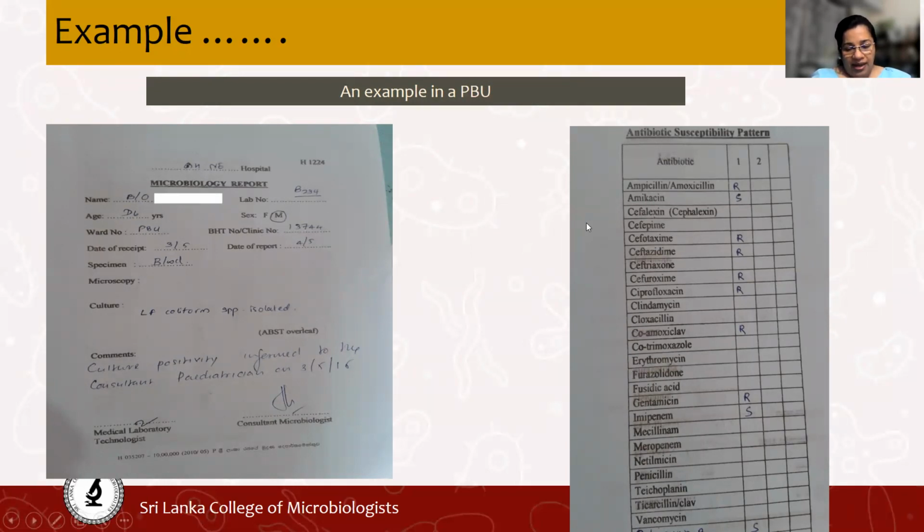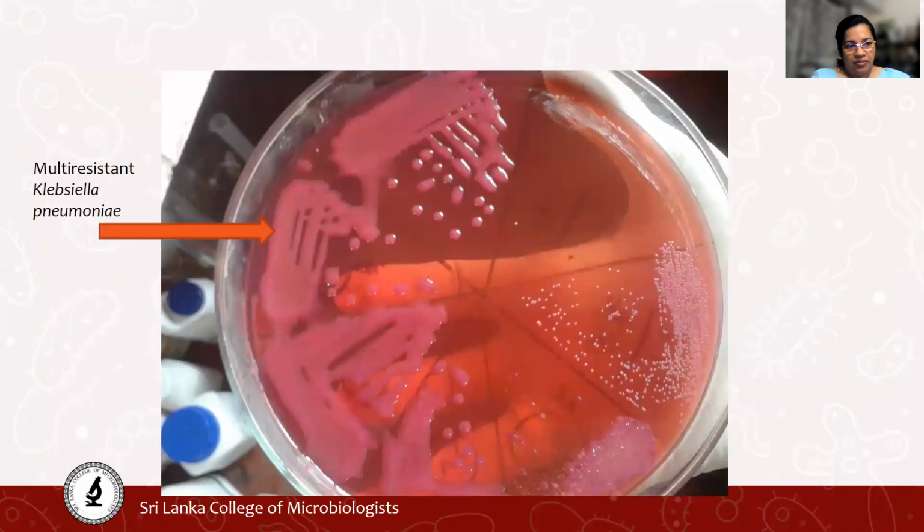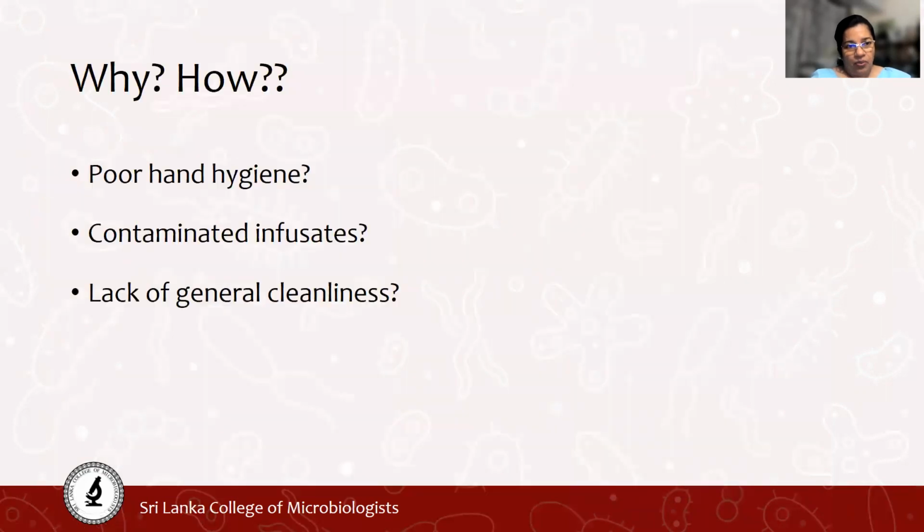Still, it can happen, but when it comes in multiples like this, many babies getting the same organism in blood cultures, it's a big worry. So it was a multi-resistant Klebsiella pneumoniae, as you can see here. So why and how? Poor hand hygiene, contaminated infusates, lack of general cleanliness, we have to find out.